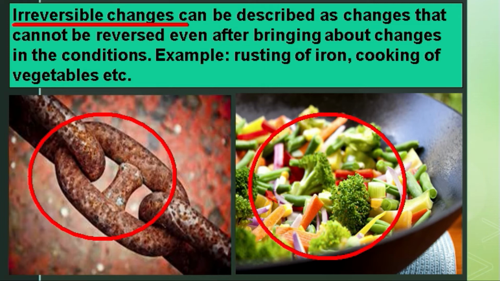As students, once iron is rusted, then it cannot be reversed back into its original form due to the change in the nature of the substances. In the same way, once you cook the vegetables, you can't change the cooked vegetable back into its original or raw form. So we can say that irreversible changes are permanent changes, and these changes cannot be reversed once happened.